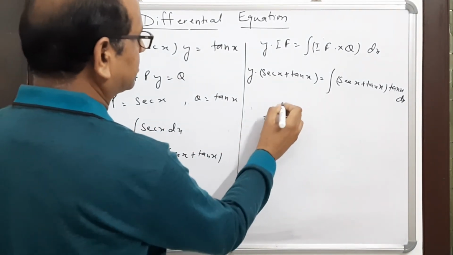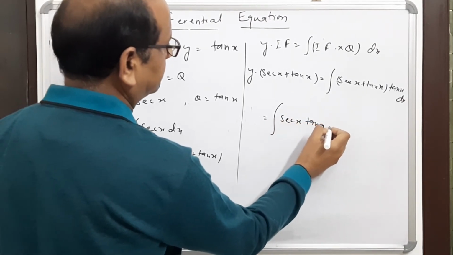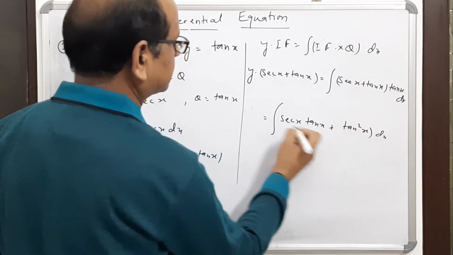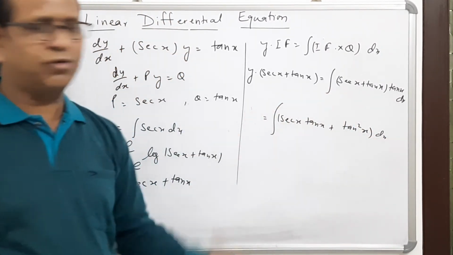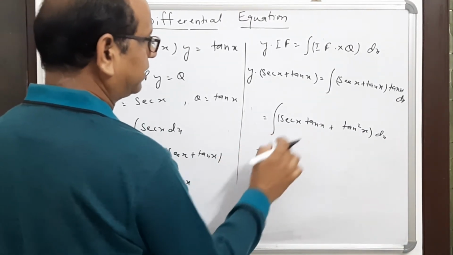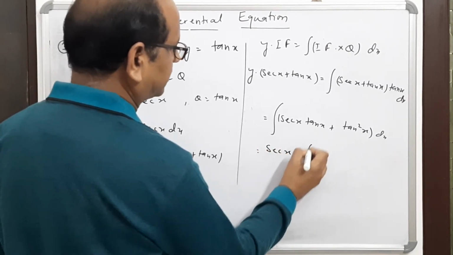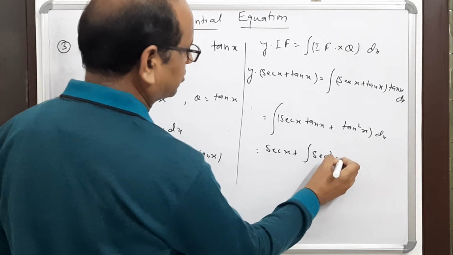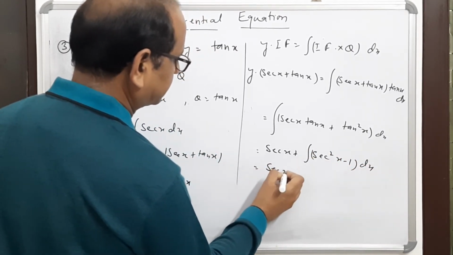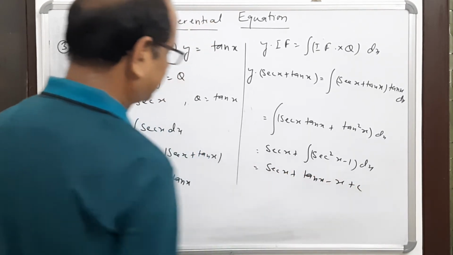So when you integrate this one, it is sec x tan x plus tan square x dx. I am talking about this part. So now if you open it, the integration of this part will be sec x, and for this part we can write sec square x minus 1 dx. So it is sec x plus tan x minus x plus c.